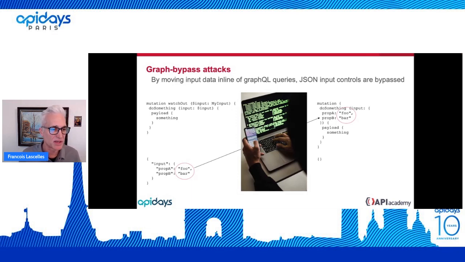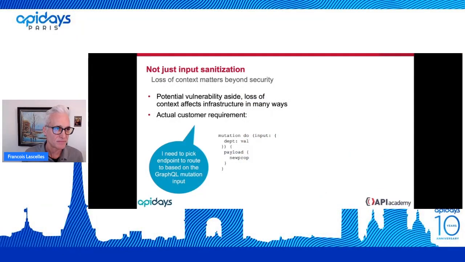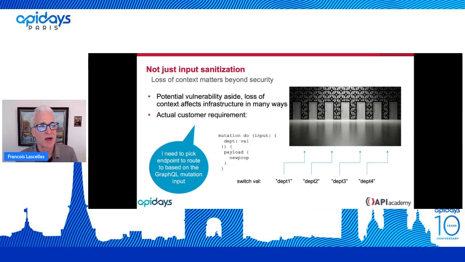However, by moving these input variables into the query part of the syntax, it leaves the JSON inspection domain. So it creates a gap in what you otherwise would be able to validate using your JSON schemas and things like that. So that's a problem, because now you are potentially missing some input sanitization that you otherwise could do. And that's a problem that's introduced by GraphQL. And this is not just about input sanitization. It's not necessarily about security. Loss of context definitely matters beyond security.